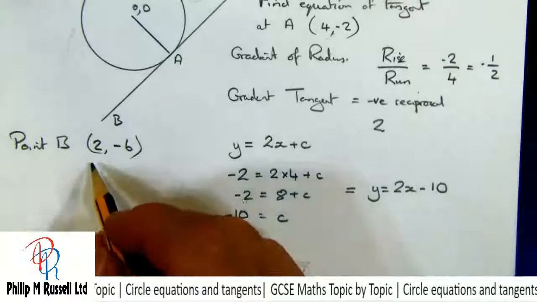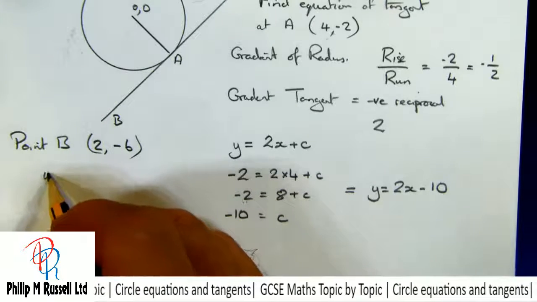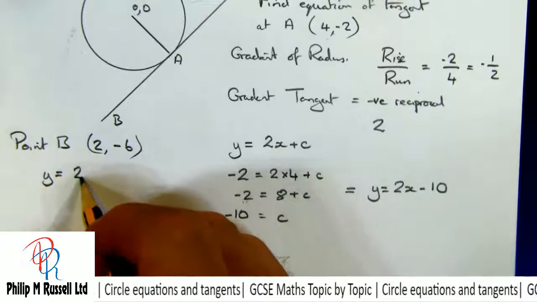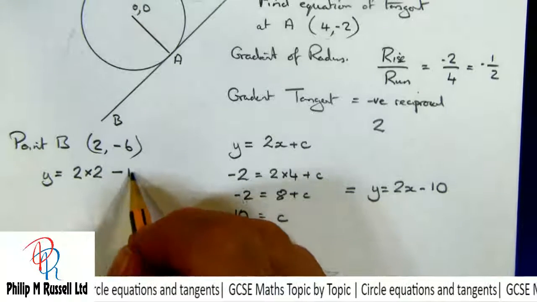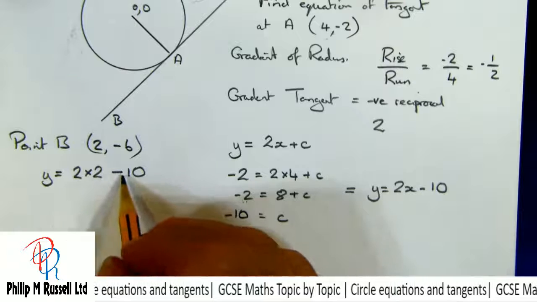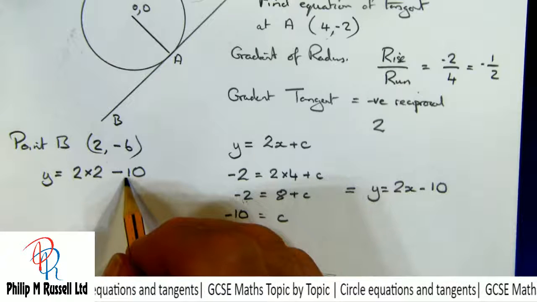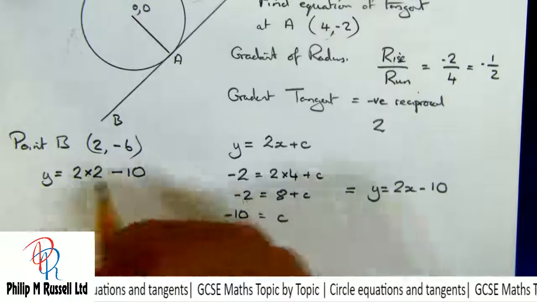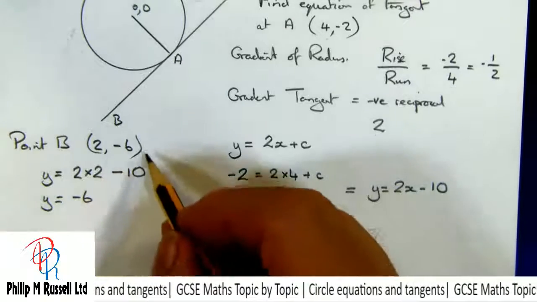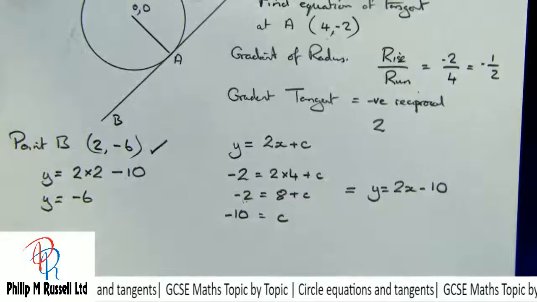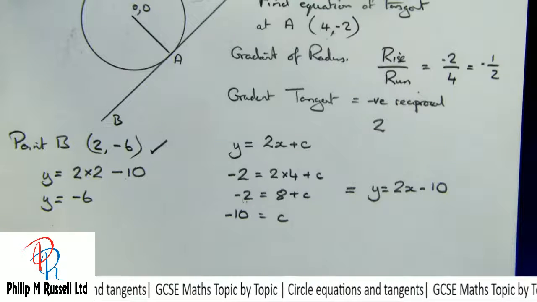So let's put in the value of x. So y equals 2 times 2 minus 10. 2 2's are 4. 4 minus 10 is minus 6. So it fits. It is on the line.